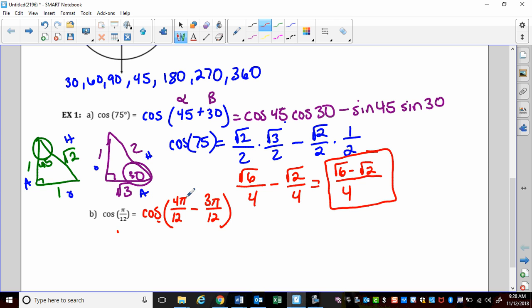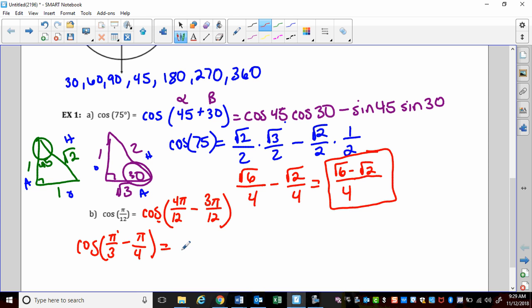Okay, now I can simplify this. I know that cosine of 4 pi over 12 is the same as cosine of pi over 3 minus cosine of 3 pi over 12. 3 pi over 12 is going to be pi over 4.